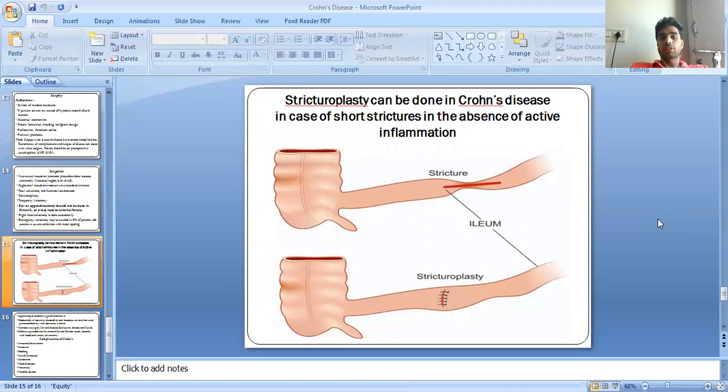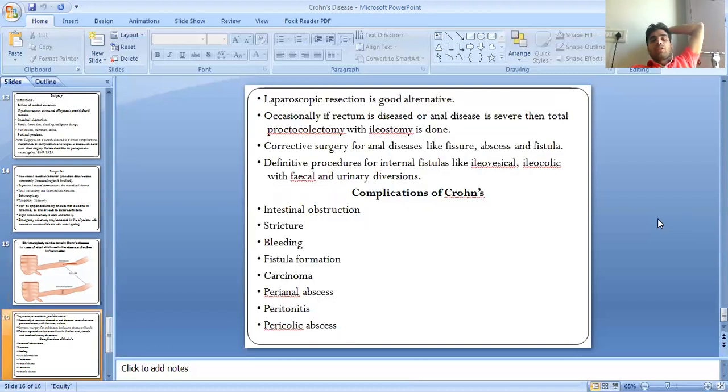Strictureplasty can be done in Crohn's disease in case of short stricture in the absence of active inflammation. Complications of Crohn's disease, as you can see: intestinal obstruction, stricture, bleeding, fistula formation, carcinoma, hepatitis, etc. This is all about Crohn's disease.